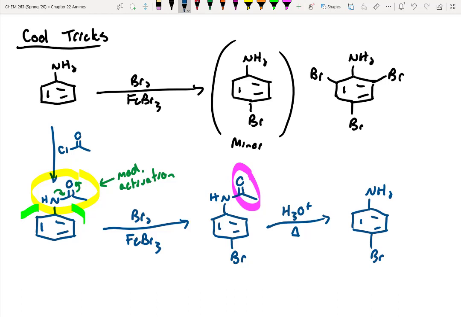So like I said, acylation is a good trick for adding some steric bulk, protects your ortho positions from reacting, and it can tamper down the strong activating effects of a nitrogen.